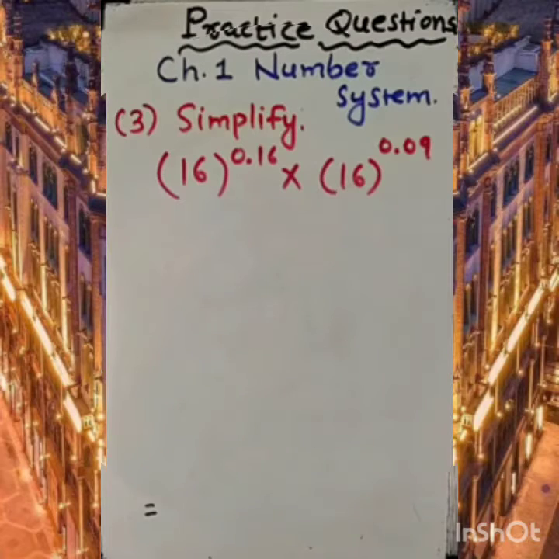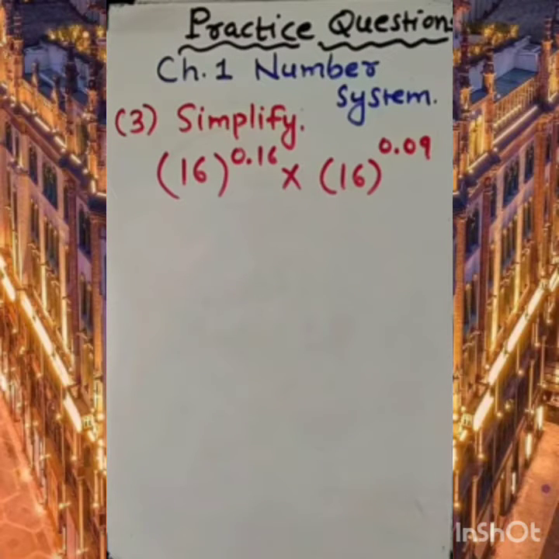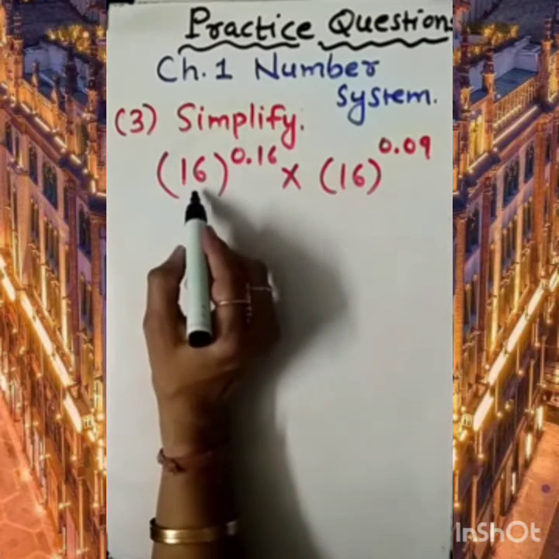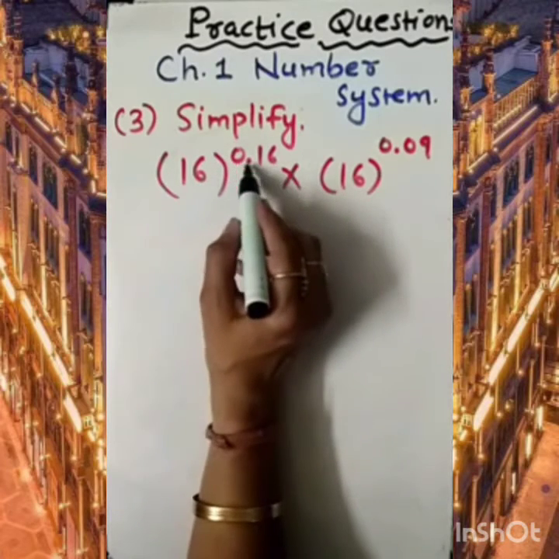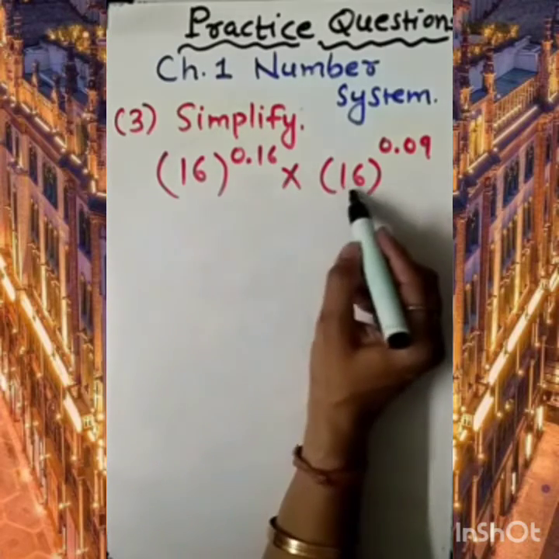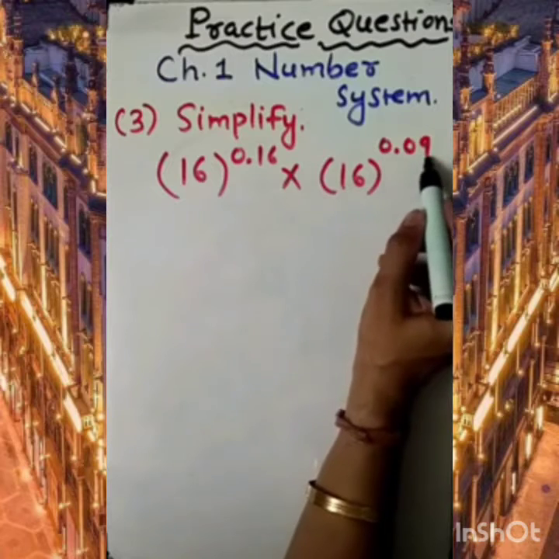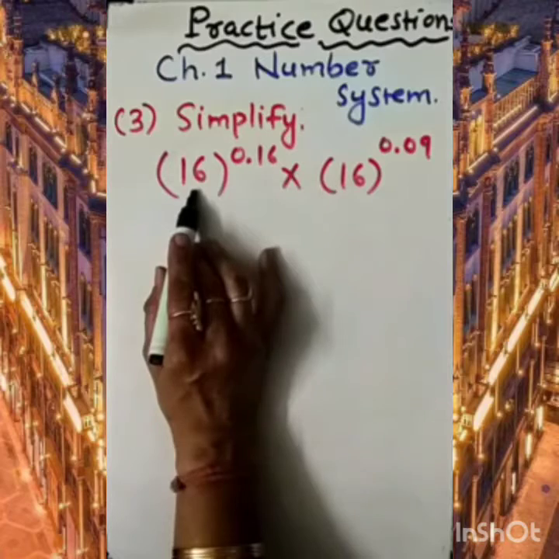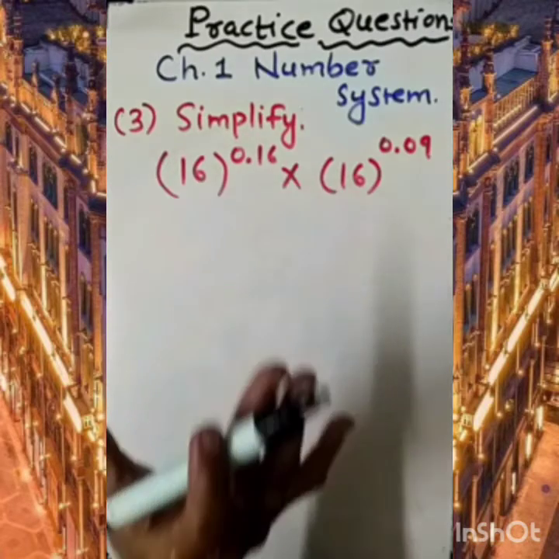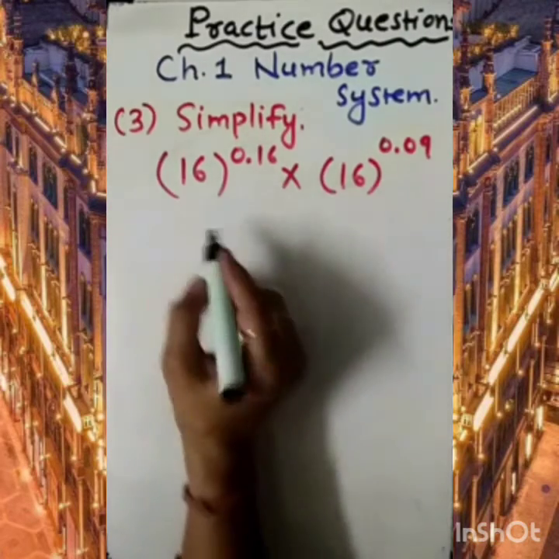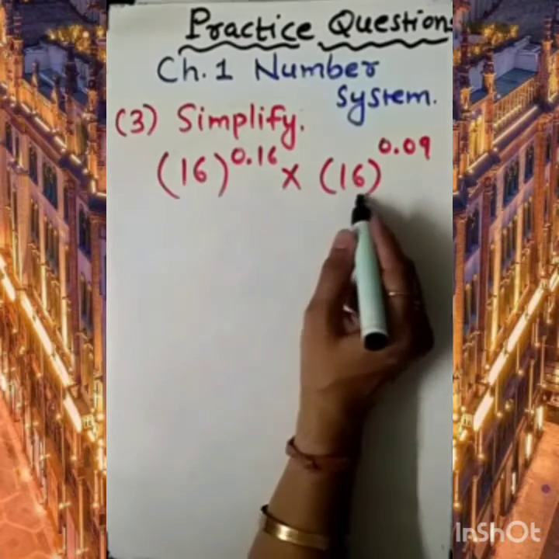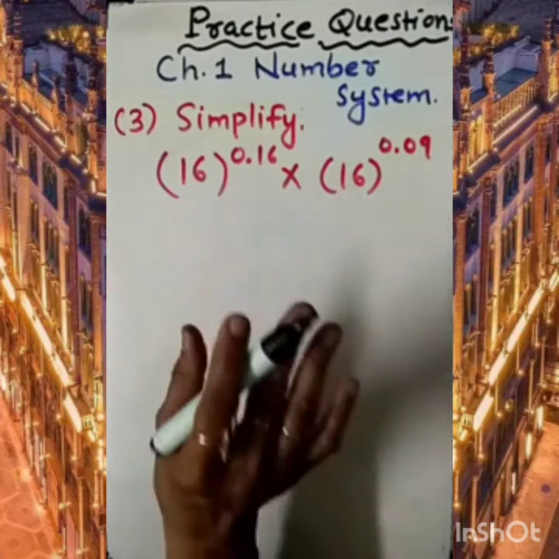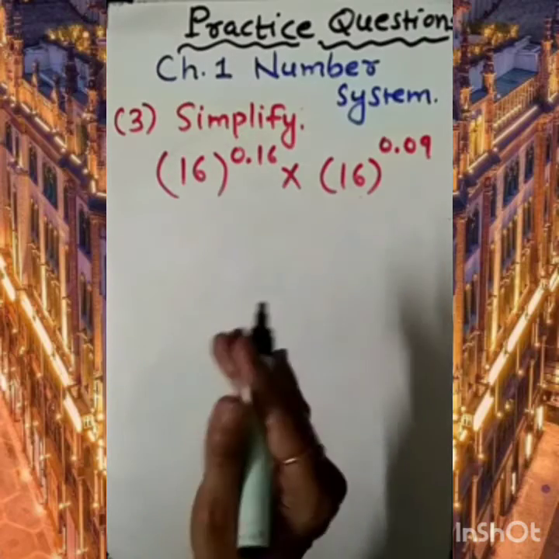Now from the same chapter, Chapter 1 Number System, I am taking one example, means extra questions. Simplify: 16 to the power 0.16 into 16 to the power 0.09. Okay. Now here we are not going to write 16 as 2 to the power 4. Instead of doing so, just observe the base is similar.